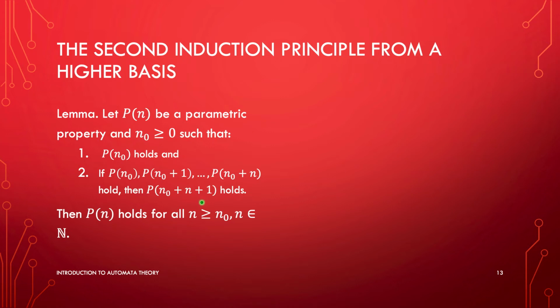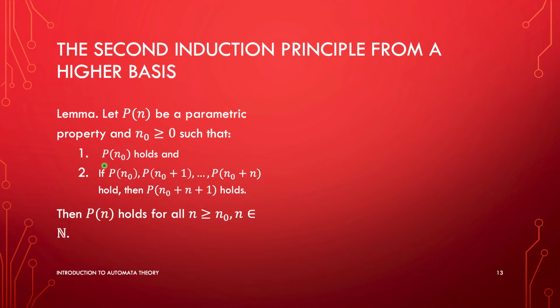P of n0 plus n plus 1 holds. So if you have properties where these two conditions are satisfied, then P of n holds for all values of the parameter greater than or equal to n0. So this is exactly the same as the formulation we had on the previous slide. The only difference is that you don't start from 0 with your property, but you start from a higher basis. And we had this discussion for the first induction principle, so by now I guess that this could be quite familiar to you.